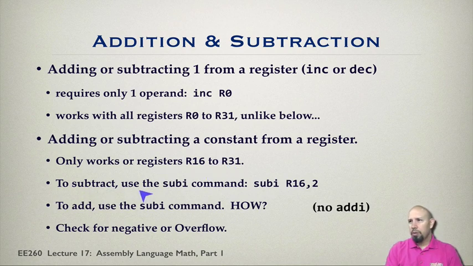To subtract, if I want to subtract immediate data, I use SUBI. For example, like this, I can add 2 to register 16. To add, we need to use SUBI. There's no ADDI. There's no add immediate data. There's only subtraction of immediate data. So how would we use SUBI?